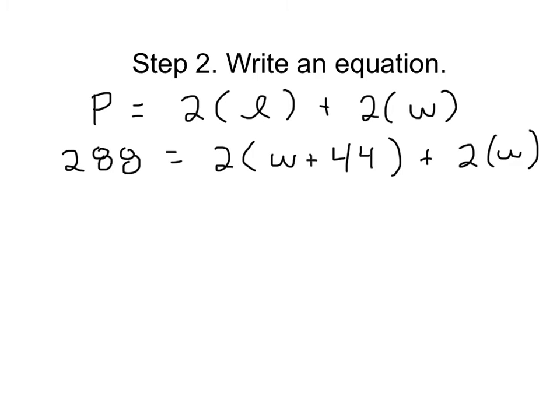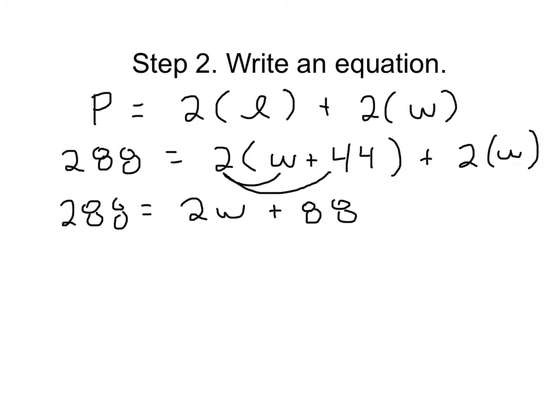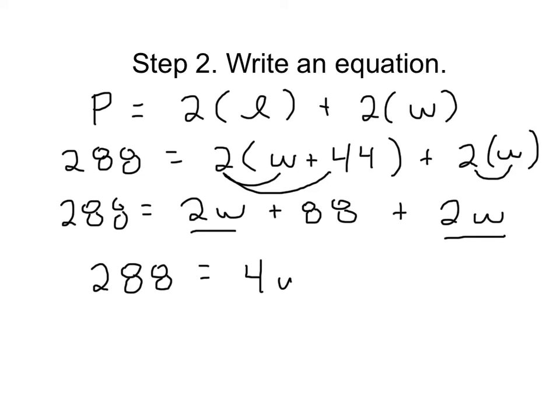We can simplify this equation by using the distributive property. 288 is equal to 2 times W is 2W, 2 times 44 is 88, and we have that plus 2 times W is 2W. We can further simplify by combining our like terms. 2W and 2W give us 288 is equal to 4W plus 88.